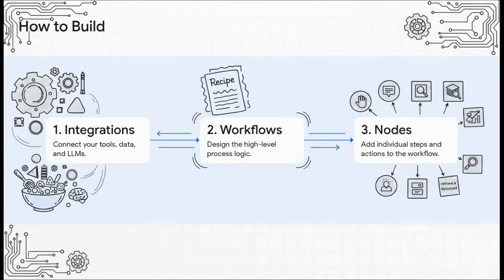Think of building an agent here kind of like following a recipe. It's pretty straightforward. First, you've got your integrations. Those are your ingredients. This is where you connect all your tools, your data, your large language models. Then you design the workflow. That's like the high-level recipe card. And finally, you add the nodes. Those are the individual steps, the actual instructions, like go get this document or send this email.